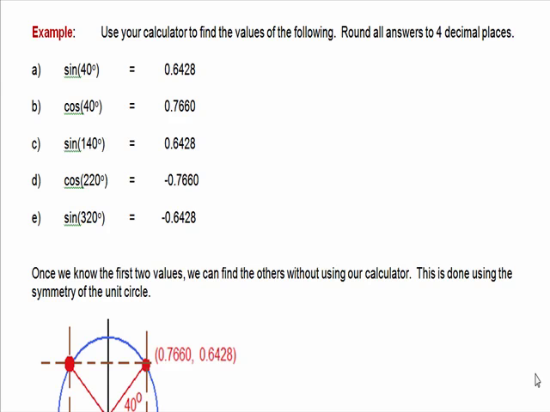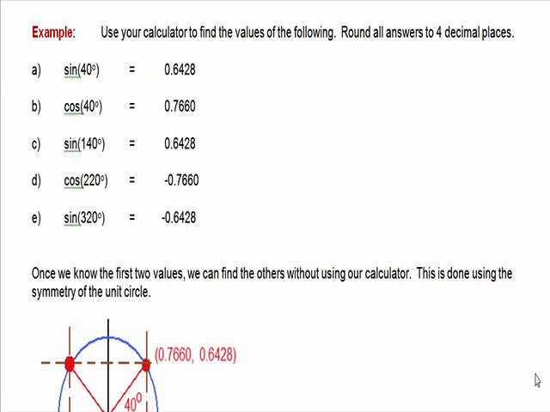Remember, in order to find these values in your calculator, you need to make sure that your mode is set so that you're in degrees. So the first thing you might want to do is go to your calculator, check your mode, and make sure that degrees are selected. So if I do these values, I actually did this out: sine of 40, cosine 40, sine 140, cosine 220, sine 320.